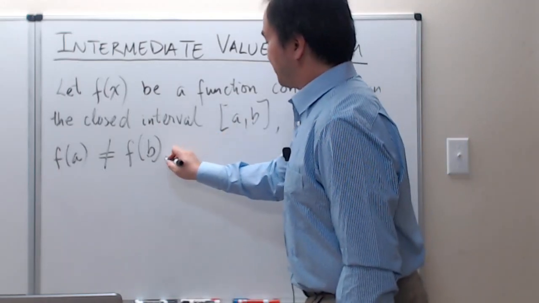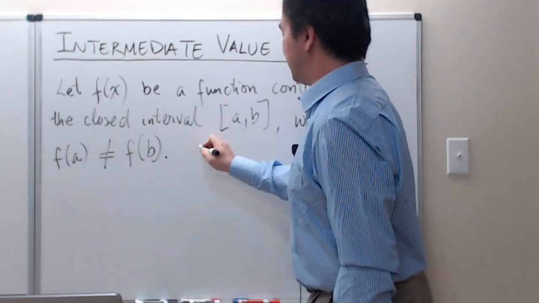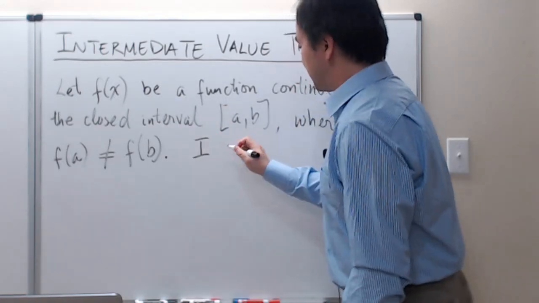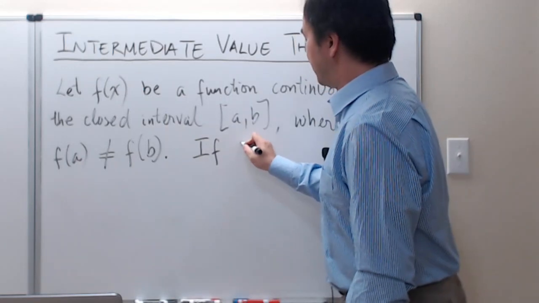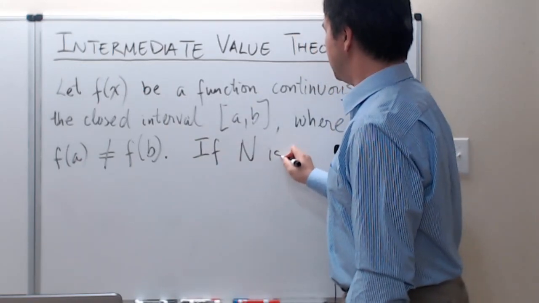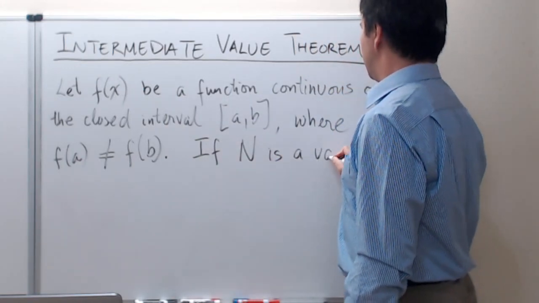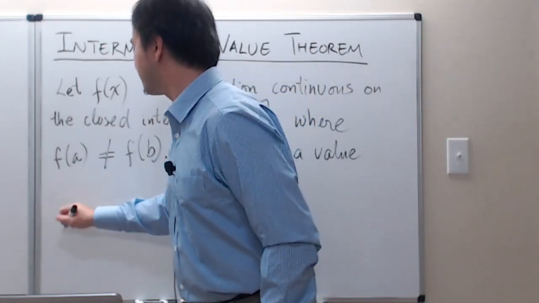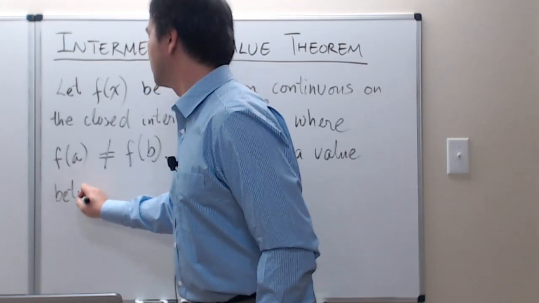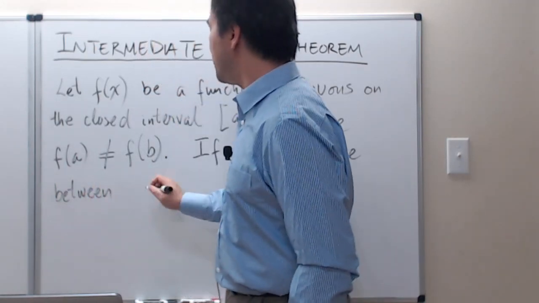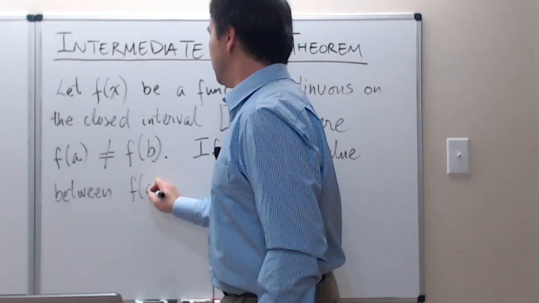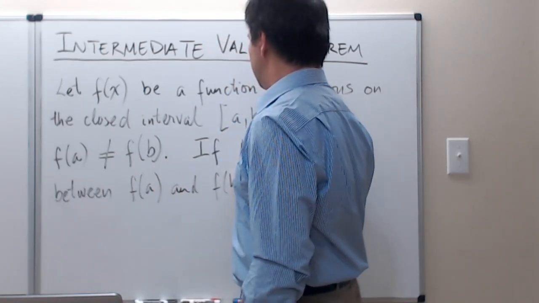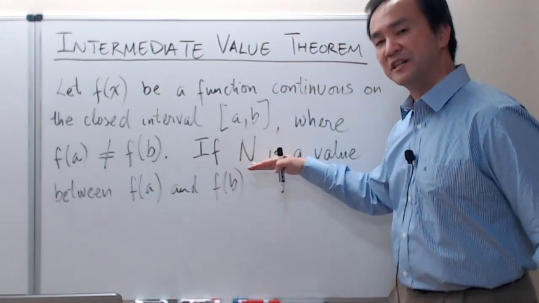And so after having those given conditions, the next thing, the real essential part of the theorem, is saying if the value n is a value between f of a and f of b. So this is the third further requirement.